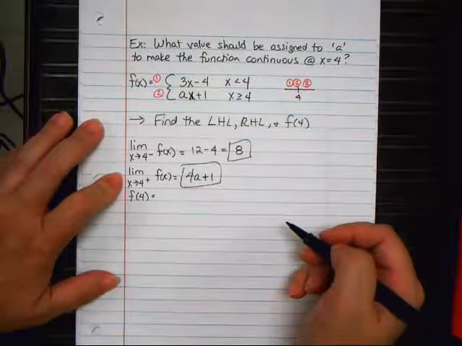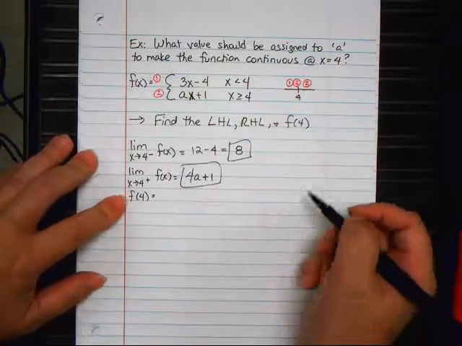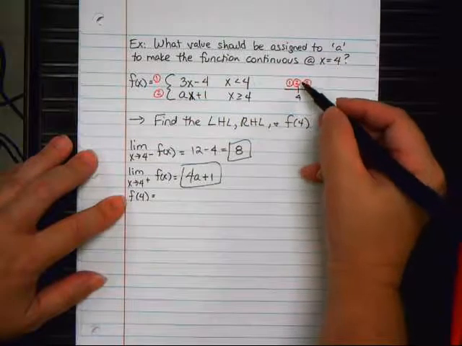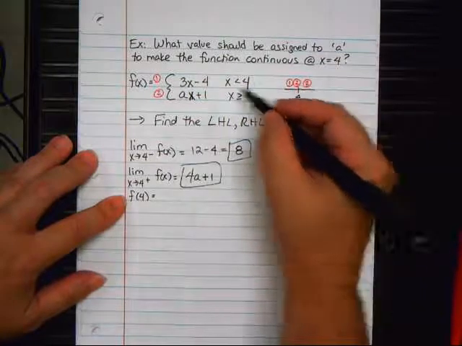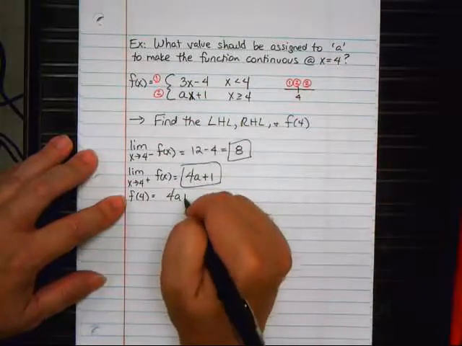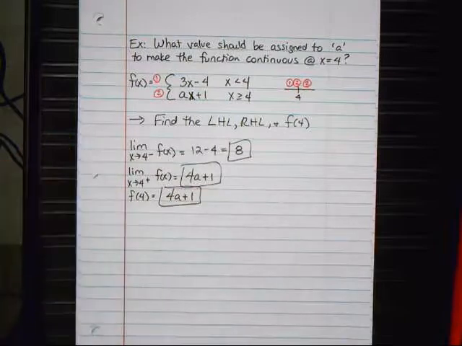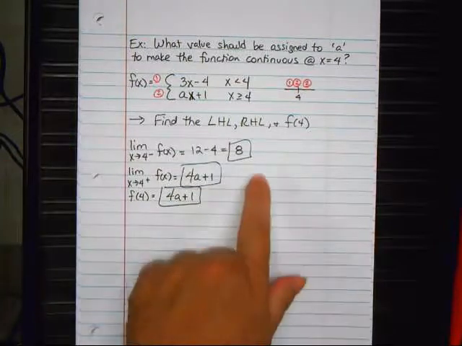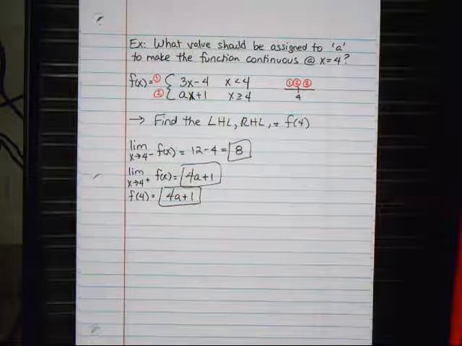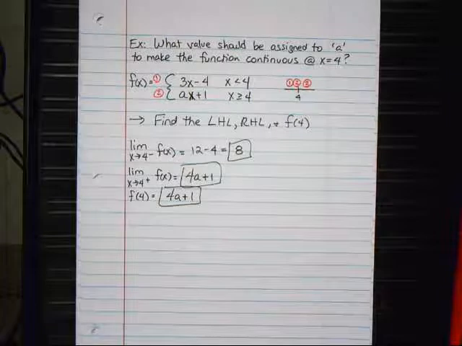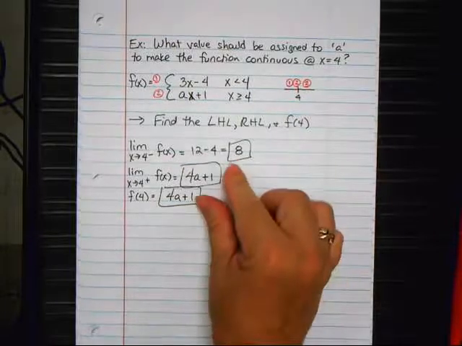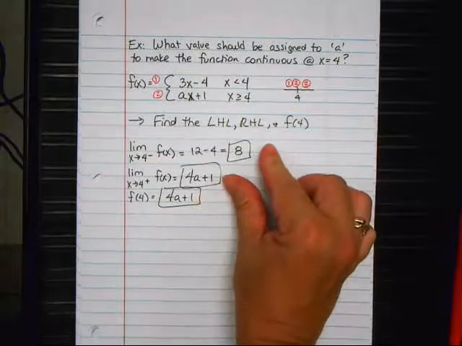Okay. Now, f of 4, go to the 4. That's equation 2 also. So it's the same answer I just had, 4a plus 1. So, what do those 3 things have to be? Equal to each other. They all equal 8, don't they? So what am I going to do? They have to make 4a plus 1 equal 8. These two already equal each other, so we're good there. We just have to make these two equal to each other.